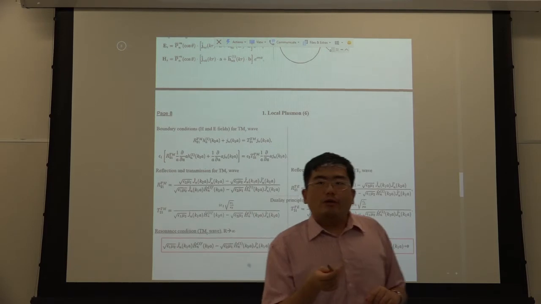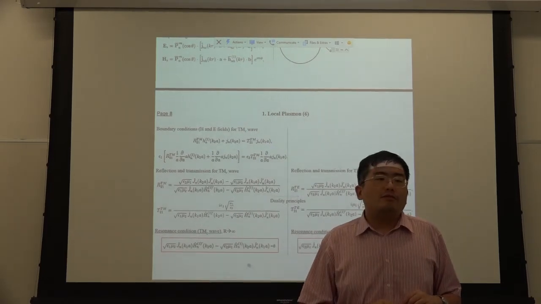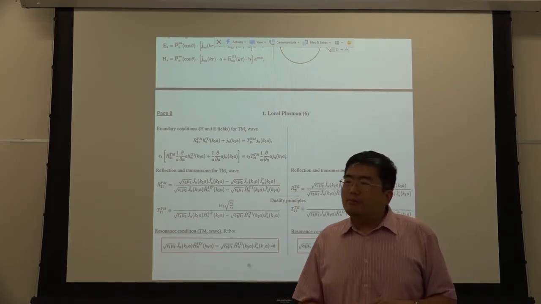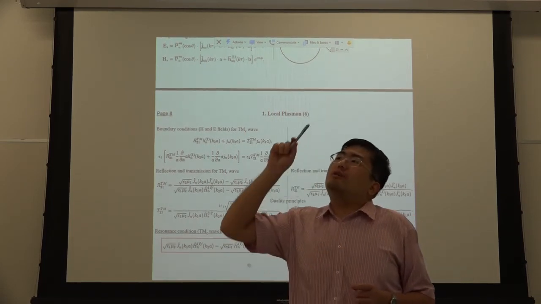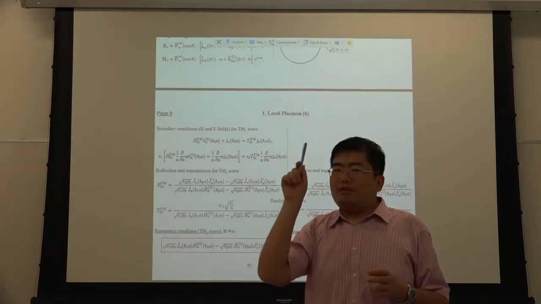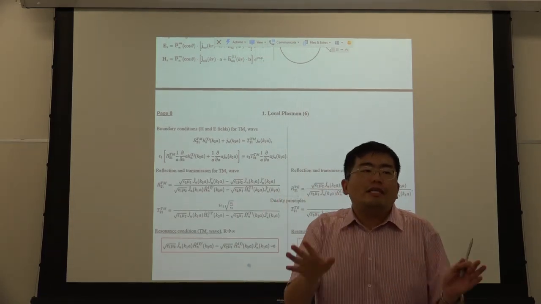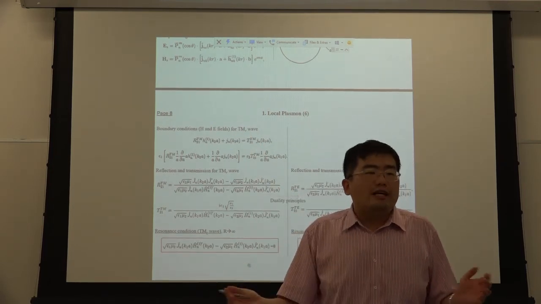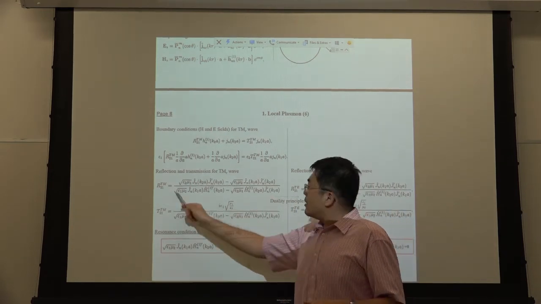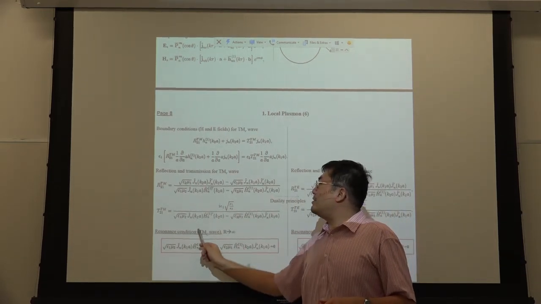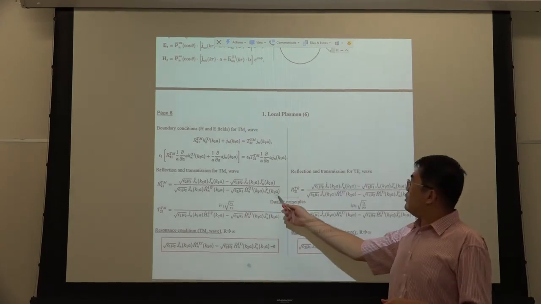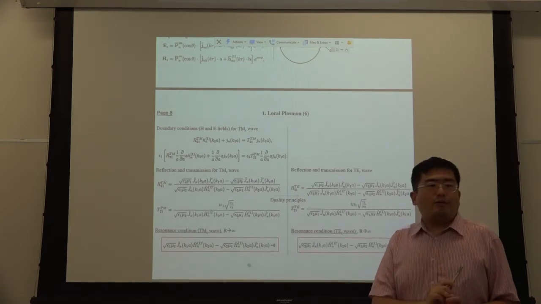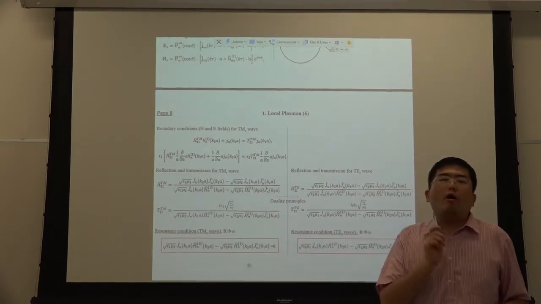The pole of the reflection coefficient, what's the meaning of that? It's an eigen solution. I talked about it many times. Because the reflection coefficient equals the reflected wave over the incident wave. If there is no incident wave, the reflected wave is still here, it's an eigen solution, the R can go to infinity. So the denominator goes to zero. This is the resonance condition for the TM wave. Right? With the duality principle, we can get the resonance condition for the TE wave. This is very important.